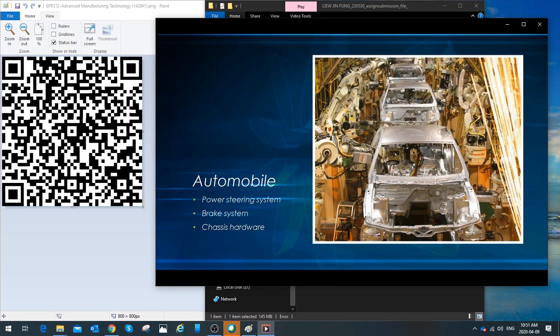Then, the automobile. The parts produced are the power steering system, brake system, and chassis hardware. Through the electroplating process, it allows us to produce a vehicle that is corrosion resistant, wear resistant, and tarnish resistant, which will prolong the lifetime of the vehicle produced.